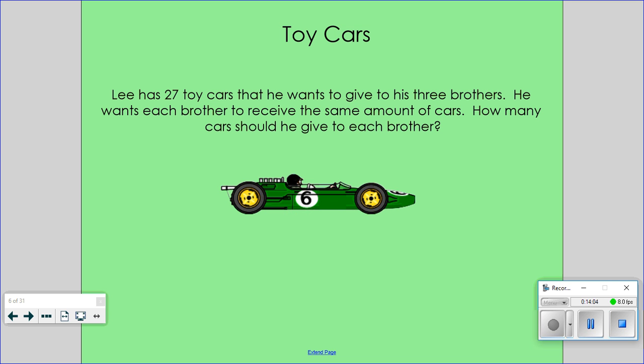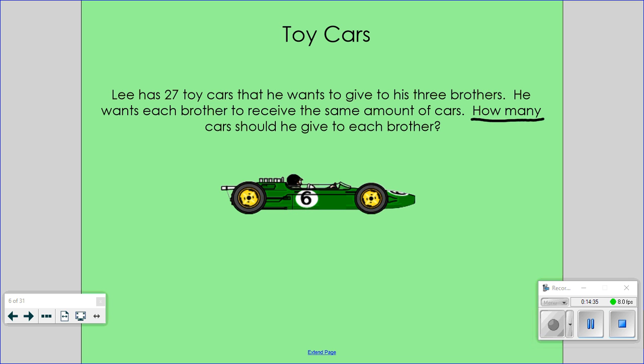I want you to read that problem again in your head and then figure out what it is that we are counting in this problem. Once you figure it out, go ahead and write yourself an answer sentence. Lee has 27 toy cars that he wants to give his 3 brothers. He wants each brother to receive the same amount of cars. How many cars should he give to each brother? You're correct. I am counting cars.